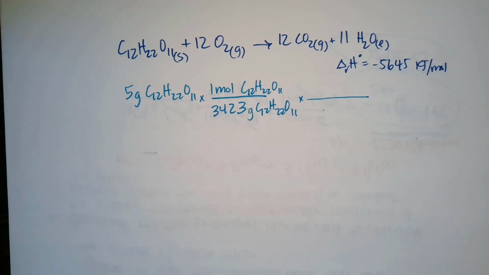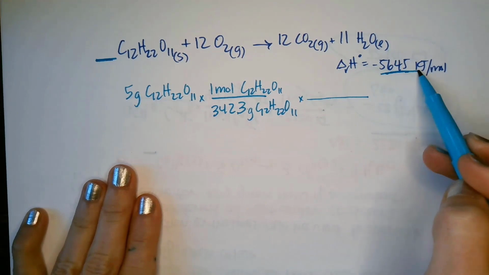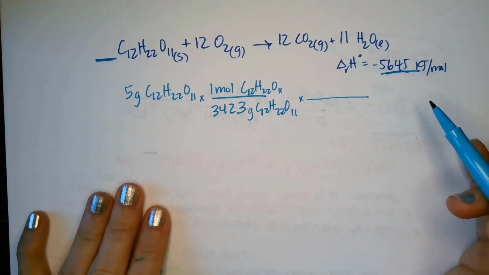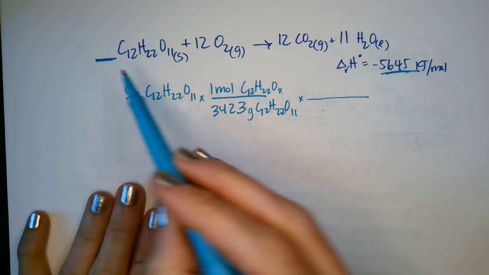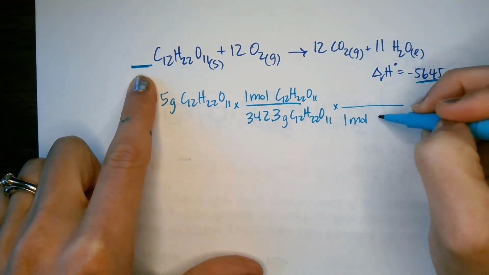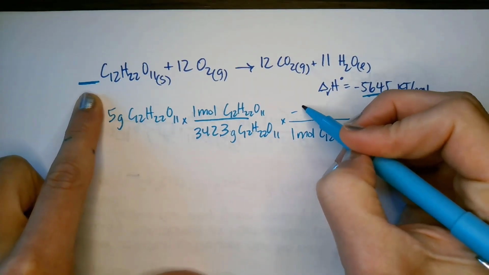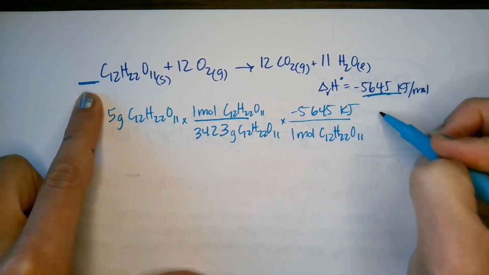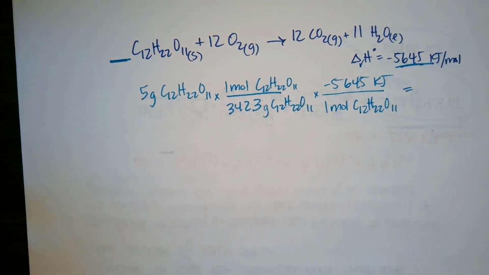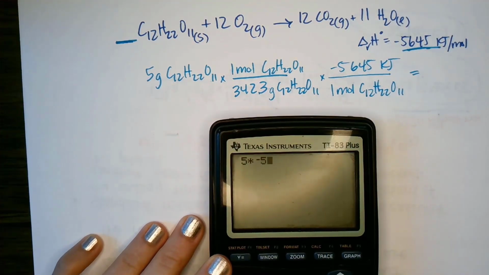Now I want to go from moles to energy. We want to figure out how much energy is produced if I just have 1 mole. Well, here I've got a 1 mole ratio, so I'm just going to say 1 mole of C12H22O11 creates negative 5,645 kilojoules of heat or of energy. So now we're just going to plug this in. 5 times negative 5,645 divided by 342.3.